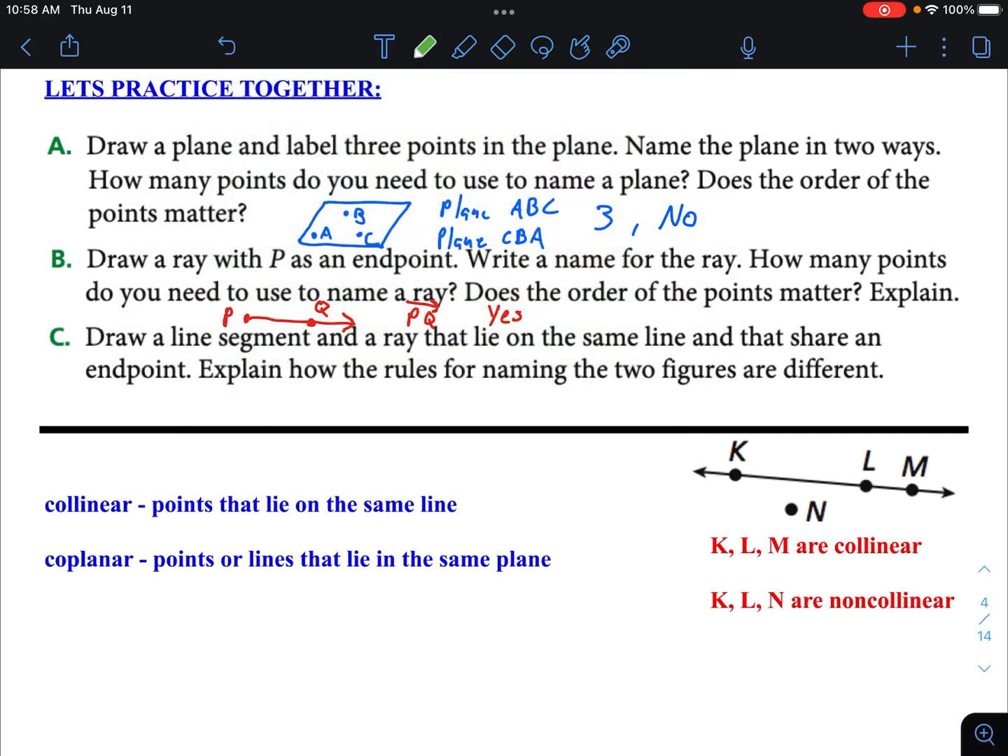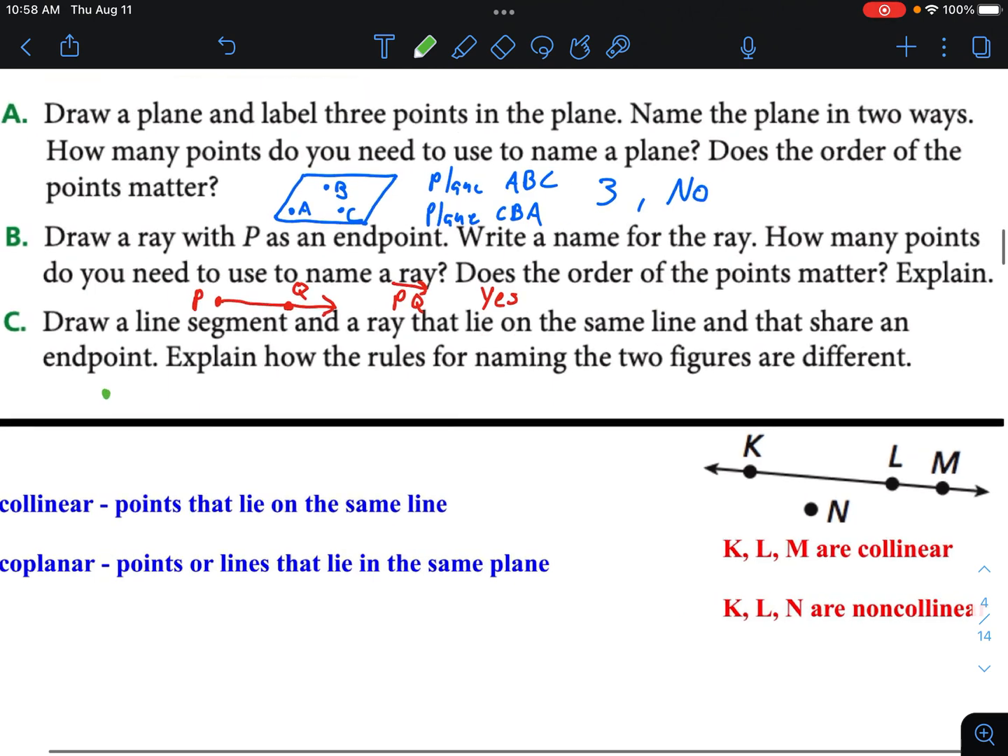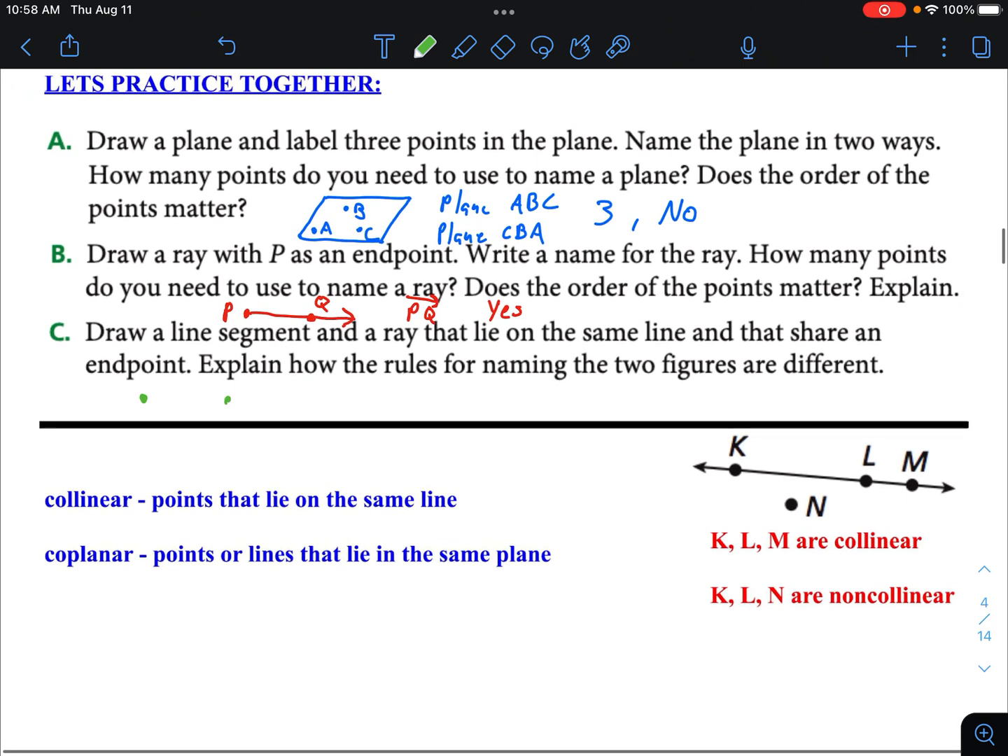On to letter C, draw a line segment and a ray that lie on the same line. So here's what we're going to do. We're going to draw a segment first. I'm going to stick to pretty easy letters, A, and we'll call this second one B. And then because we also want to draw a ray, I'm just going to keep extending that line a bit. So we have segment AB, or you could call it BA if you'd like. But you also have a ray there, meaning starting at A and go in B's direction. And again, order matters, so I couldn't name that BA or ray BA. It has to be ray AB only.